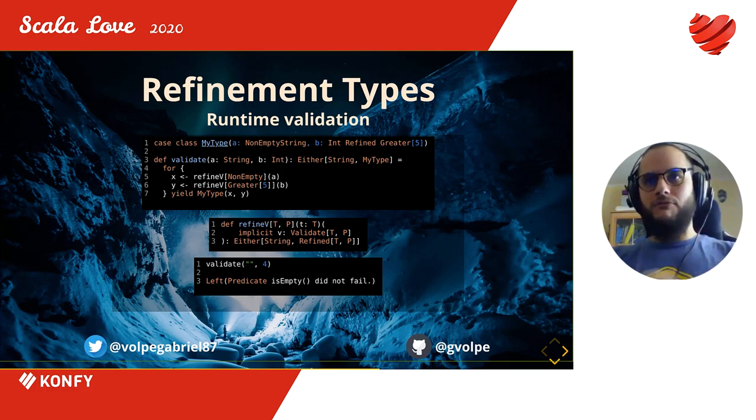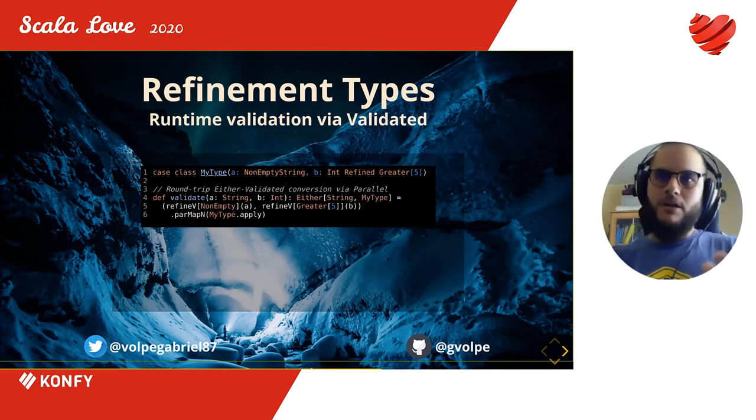And we can do that if we use validated instead of either. It has a different applicative instance, which allows you to accumulate errors and run the validation in parallel. But we don't actually need to convert to validated explicitly. We can do that implicitly using the parallel type class. So if we use any combination of these par methods, which have the prefix par for parallel, for example, I'm using parMapN here, and refine v returns an either.